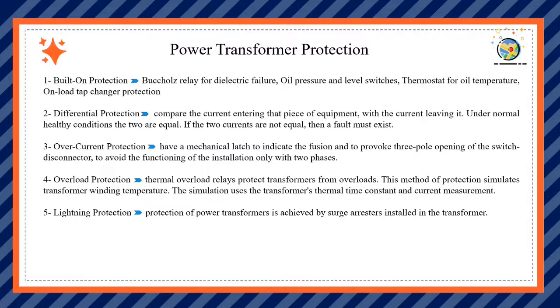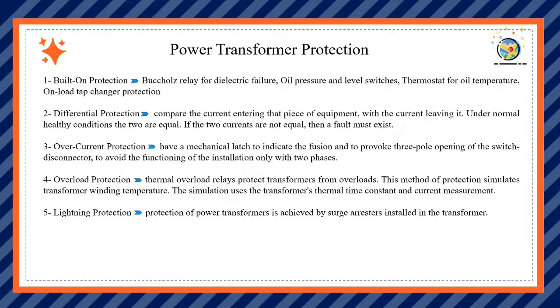And next is the power transformer protection. The power transformer has a protection which is the built-in protection, where, for example, the Buchholz relay for dielectric failure, oil pressure and level switches, thermostat for oil temperature, and on-load tap changer protection. The second is the differential protection. It is used to compare the current entering the piece of equipment with the current leaving it, where under normal healthy condition the two are equal. If the two currents are not equal, then a fault must exist.